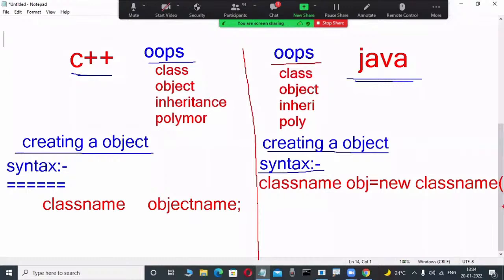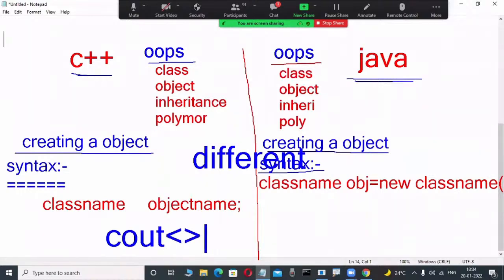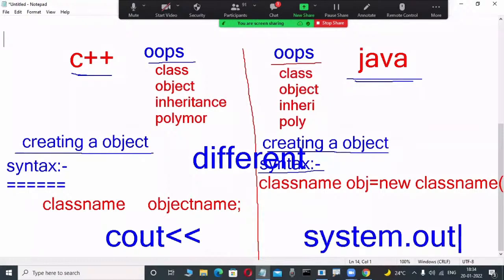Yes, observe here. Are these two languages syntactically different or the same? Different. Syntactically different. Conceptually, OOPS concepts are the same, but syntactically they are different. And the functions are also totally different. Suppose in C++ I want to display output: cout is a function for streaming output. And in Java, what is the function? System.out.println. That's why they are syntactically different.